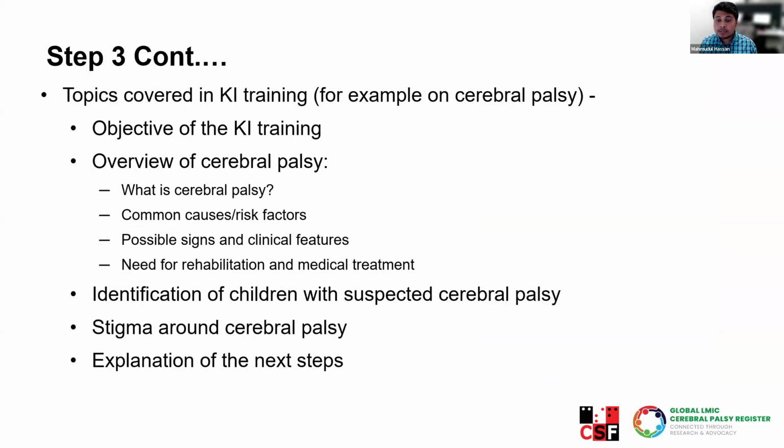The training session for a CP register should cover the objective of the session, and an overview of CP, including definition, risk factors, signs, symptoms, and rehabilitation needs, and how to identify children with CP with easily recognizable features. It is also important to explain the stigmas around CP so that the KIs understand that most of these children remain hidden. Also, the steps after identification, such as medical assessment camps and referrals, should be discussed during the training session.